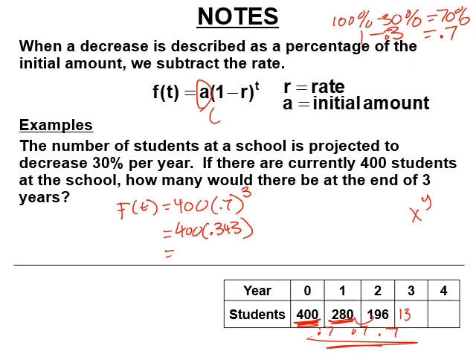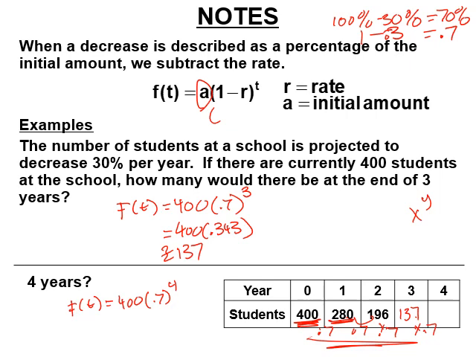So these are students once again, so we're going to round it. So I should be using an approximate symbol. So we'll round to 137. All right, so do the same thing for 4 years. Again, we could take 137 and multiply by 0.7 and get 70% of that, or we can use exponential functions. It's 400 times 0.7 to the 4th power.